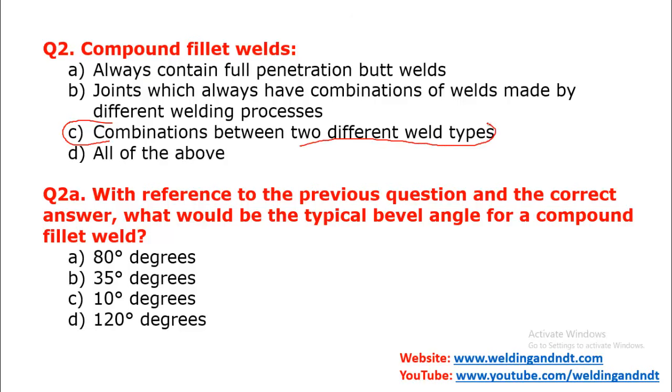But the correct answer is a combination between two different weld types. And what type of weld type? That is butt or fillet, or groove or fillet. So the correct answer is C, combination between two different weld types.